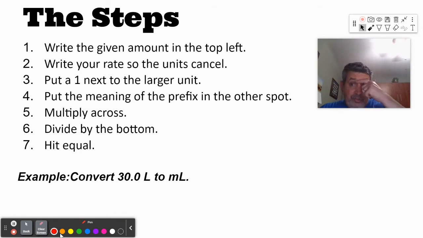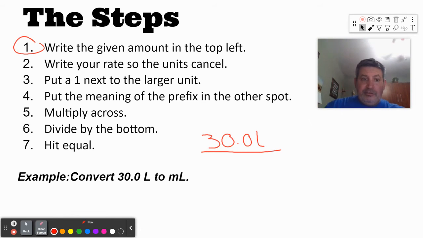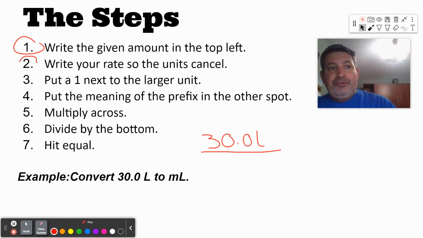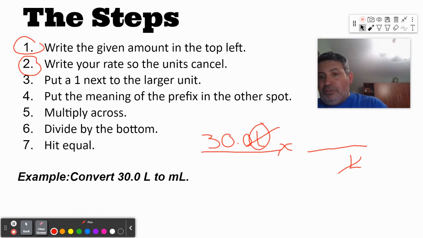So what I'm going to do is follow these steps. So the first step, write the given amount in the top left. So that's going to be 30 liters in the top left. Okay. Second step, write your rate so the units cancel. So the rate for metric comes from the King Henry thing. I need to get liters to cancel. So liters need to go in the bottom right because liters are in the top left. Those two will cancel out. We want to put milliliters in the top right because that's the desired unit.